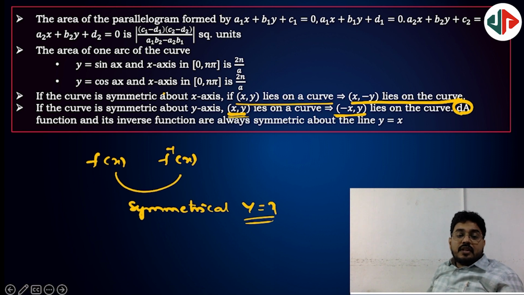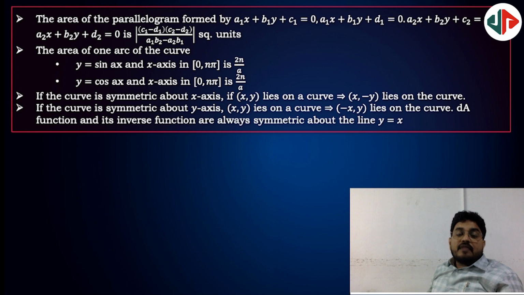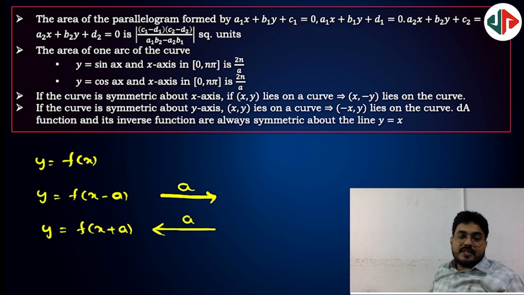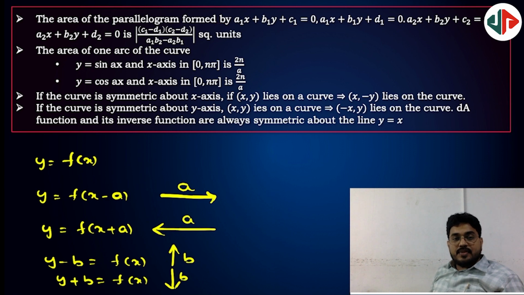And here also we need to know a few points for better drawing of the graphs. Okay, y is equal to f of x. Y is equal to f of x minus a: the graph will move in this direction by a units. Y is equal to f of x plus a: the graph will move in this direction by a units. Y minus b is equal to f of x: the graph will move this way by b units. Y plus b is equal to f of x: the graph will go this way by b units.